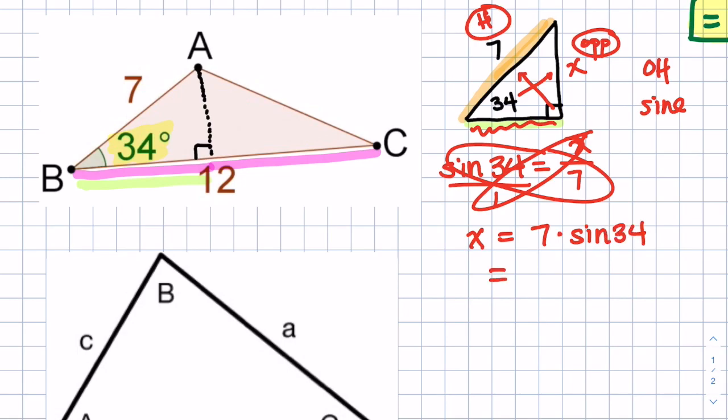And let me pop that into Desmos real quick on my computer. Desmos.com. And if I do 7 times sine 34, let me make sure my calculator's in degrees, I get 3.91. This is about 3.91 units.